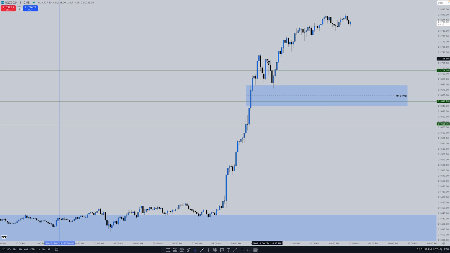And then what do we have here? Equal highs here and here. So I'm going to label that. And that was the draw on liquidity for the trade.